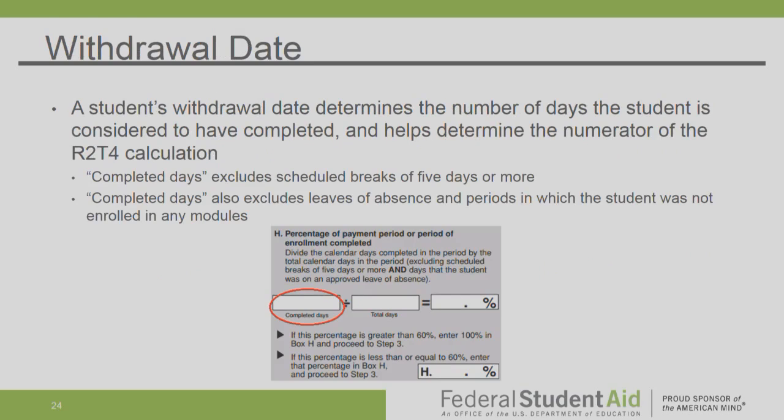So now I want to talk a little bit about withdrawal date, which is one of the most important components of your return of Title IV calculation. The withdrawal date determines the number of days that the student is considered to have completed in the payment period and helps determine the numerator of the R2T4 calculation. Completed days does exclude all scheduled breaks of 5 days or more, and as we just discussed, completed days also excludes leaves of absence, and it also excludes periods in which the student was not enrolled in any modules.